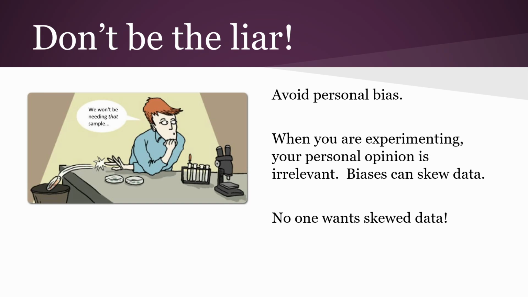picture we got here with the scientist knocking out one of his petri dishes is a good example of how bias becomes a problem. If we only keep the evidence that we like and throw away the evidence we do not like, we will make the data biased or appearing to support anything we want.